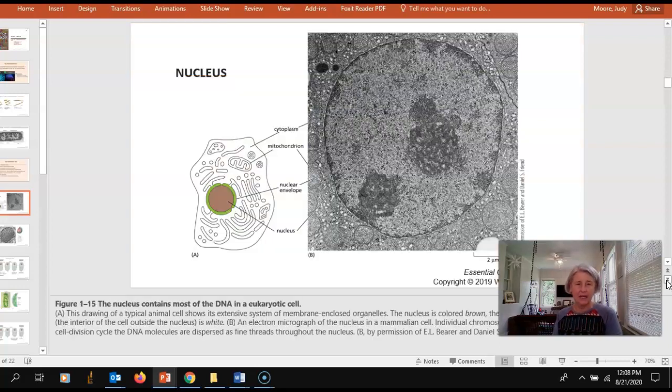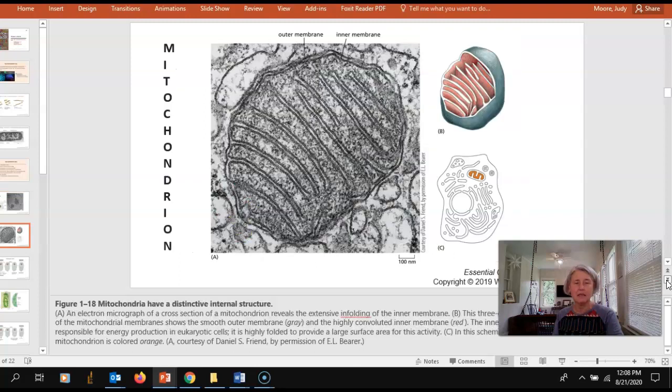Here we have a line drawing as well as an electron micrograph of the nucleus. You can see its double membrane. Here, of course, is where most of the DNA in a eukaryotic cell is contained. Mitochondria are also double membraned, but the inner membrane is very highly infolded to give it a tremendous surface area.